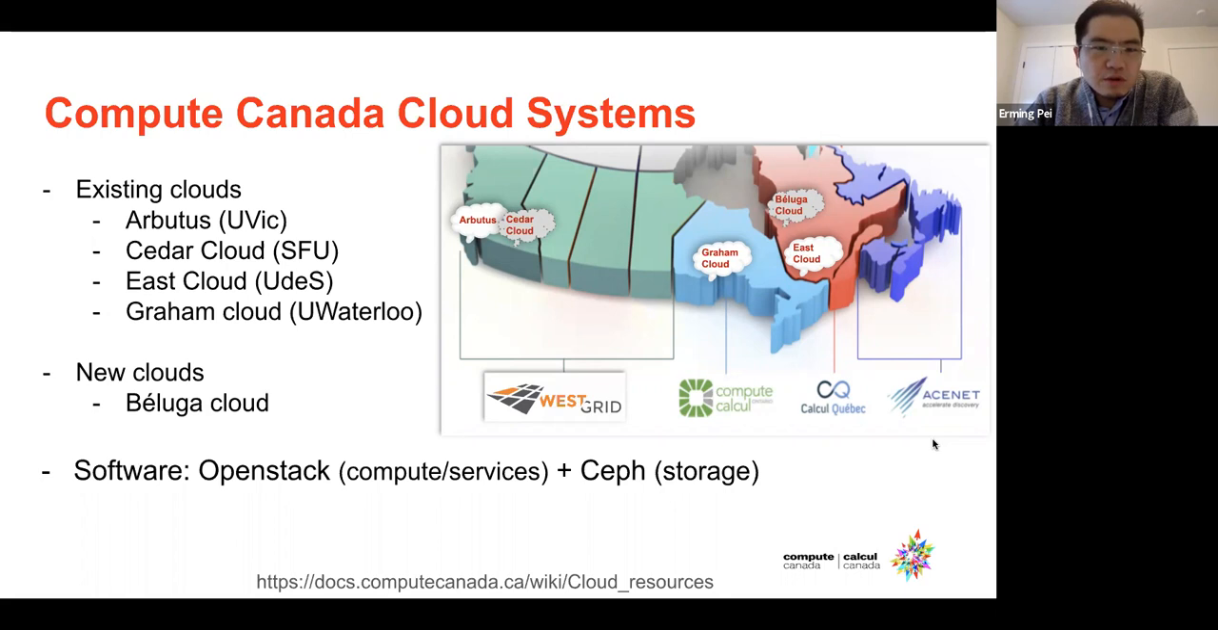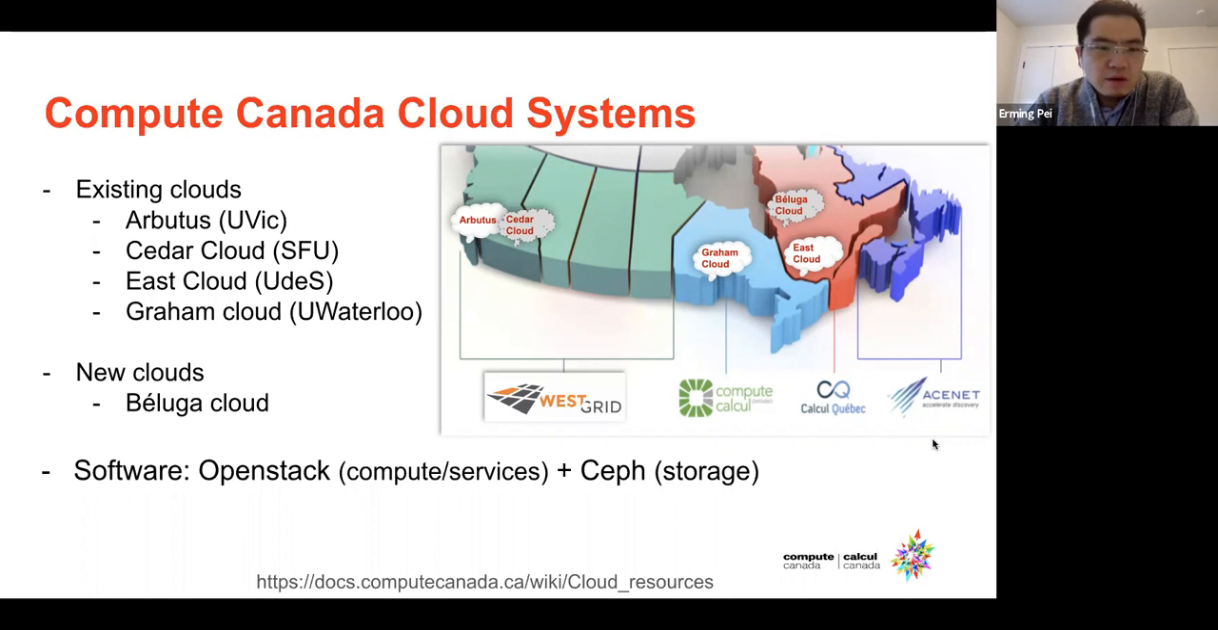So, just a little bit more detail about each cloud. Arbutus is the biggest one in Canada. It's located at the University of Victoria. It's a pure cloud system with a big amount of compute resources and storage resources. And the Cedar Cloud is located at Simon Fraser University. It's smaller. It's also run by the Arbutus team.